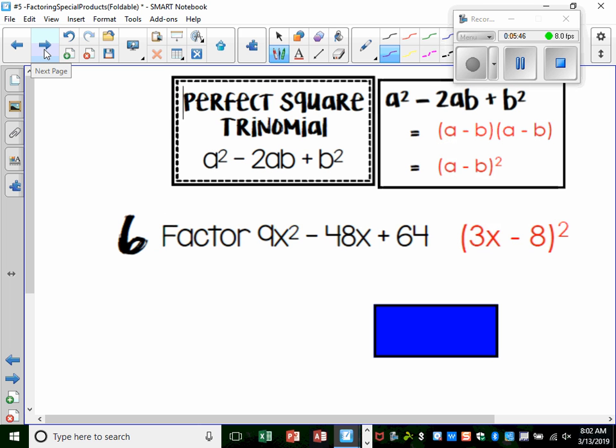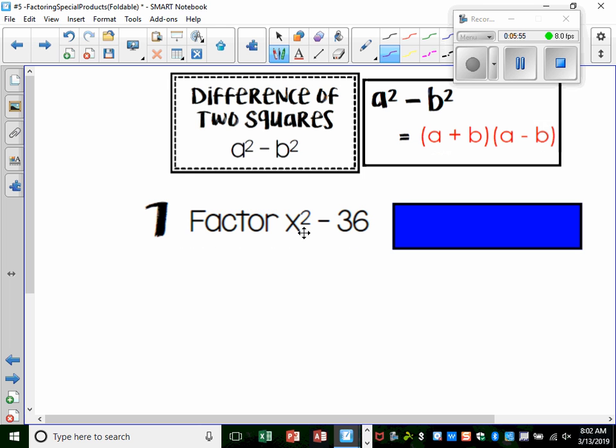All right. And again, these are what we call special cases. You're not going to run across them every single time, but every now and then you're going to have one of these. All right, now, this one has a different title. It's called difference of two squares. So that means you only have two perfect squares.